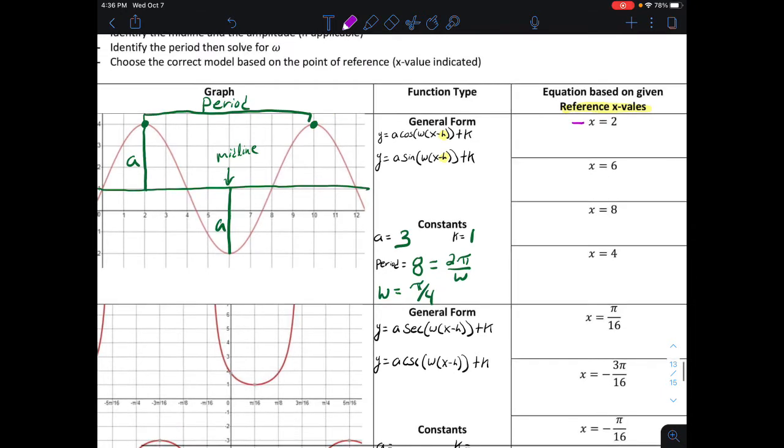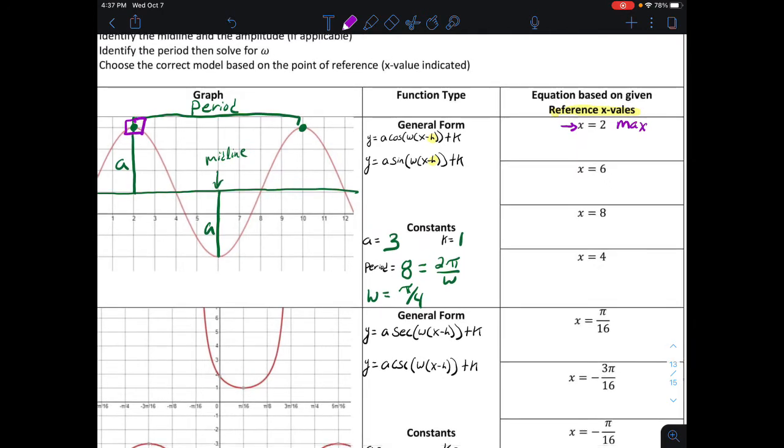So if I look here at x is equal to 2, I go to my graph and try to figure out, all right, what is so special about my graph at x is equal to 2? What kind of critical point is that? Well, that is a maximum. Now, the trig function that we pick, based on starting on a maximum or a minimum, is going to be cosine. So max means we're going to use cosine, and it also means it's going to be positive out front, because if it was a minimum, we'd have to make it negative.